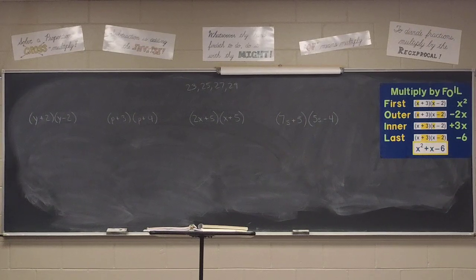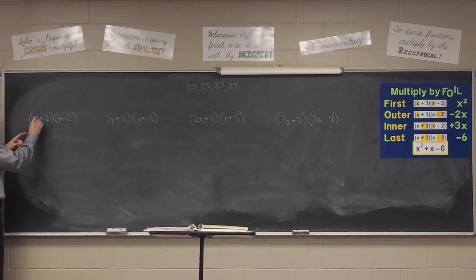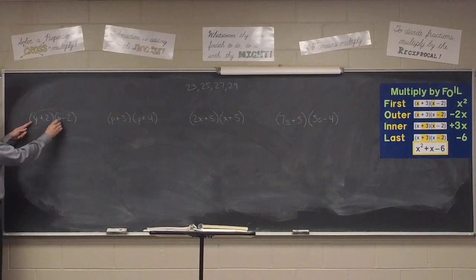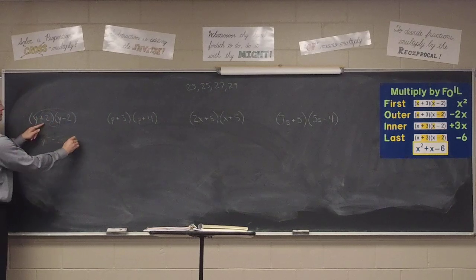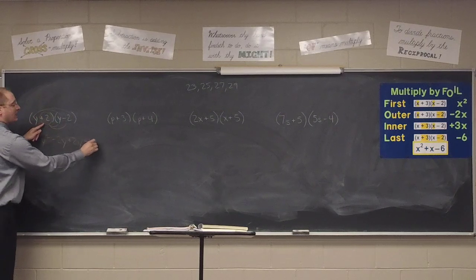Pencils down, even if you're not finished. Let's go ahead and take a look at these together. On this first one, if I double distribute, I'm distributing the y, I should get y squared negative 2y. Then I'm going to distribute the 2. I should get positive 2y, negative 4.